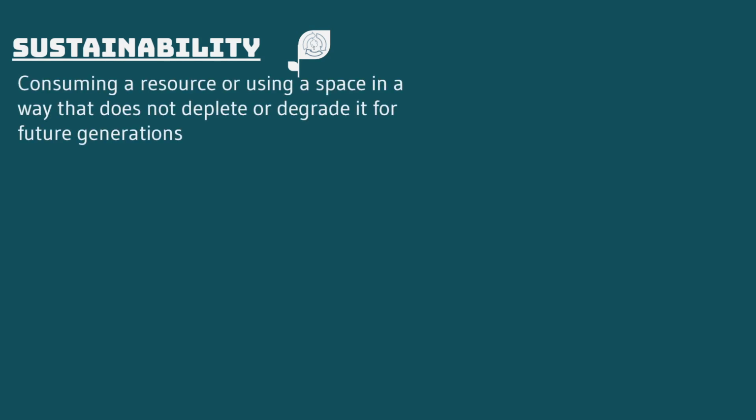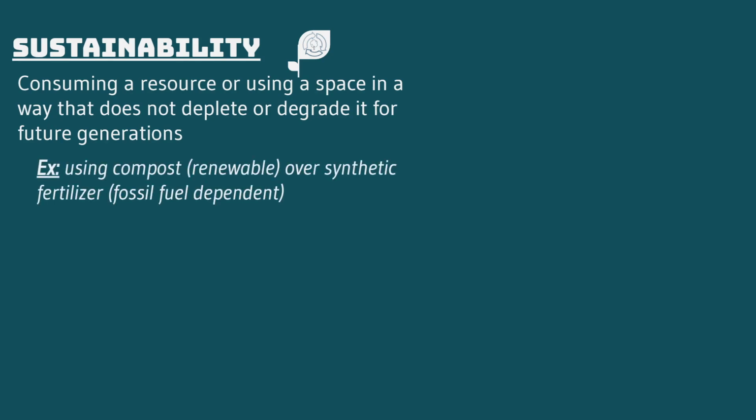Sustainability is the idea of using a resource or a space in a way that doesn't degrade it for future generations. An example of that would be using compost instead of synthetic fertilizer. Compost is just dead, broken down organic material which is renewable. We can have plants that will continually grow, take our food scraps, and then use those to create fertilizer, whereas a synthetic fertilizer has to be produced using fossil fuel inputs, so it is not sustainable. We are going to run out of fossil fuels at some point, so using synthetic fertilizers is not sustainable.